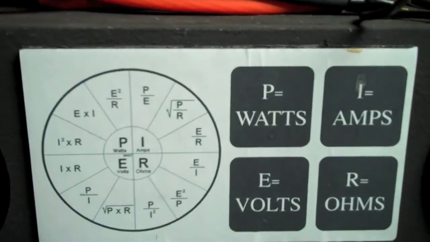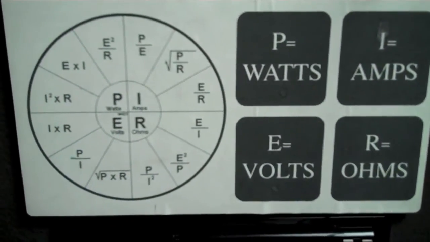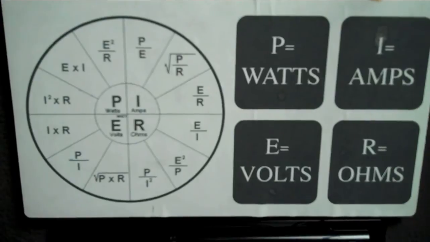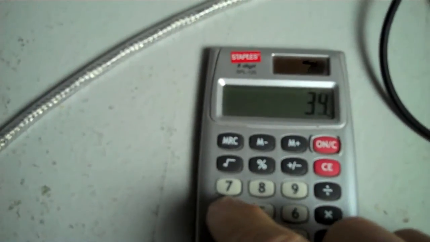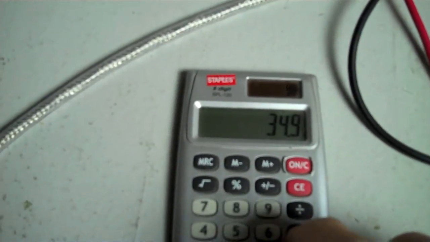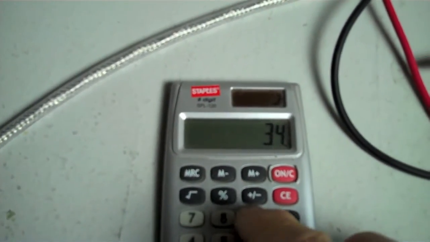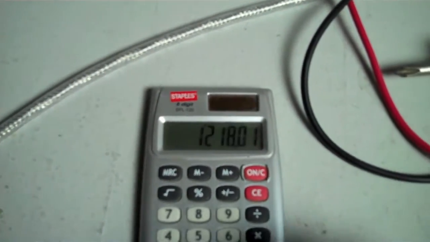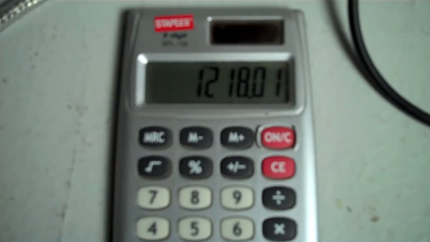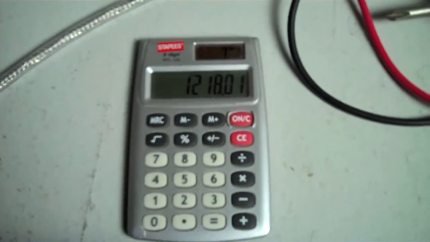So if you look at the Ohm's law pie chart, you see that in order to determine power, when you know volts and resistance, it's volts squared divided by the resistance. In this case, 34.9 times 34.9 divided by 1. That'll tell you the output. This particular amplifier is able to put out 1,218 watts of good, clean power.